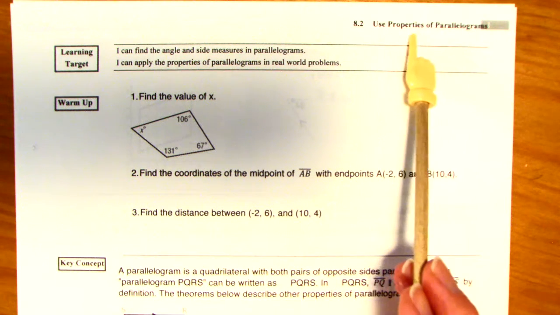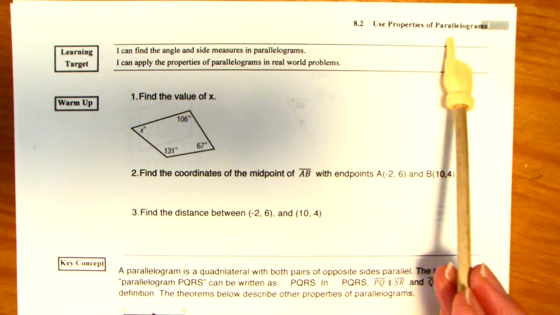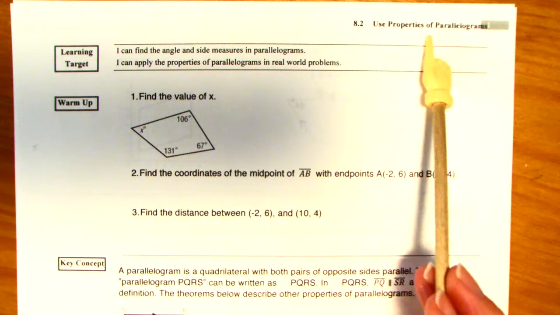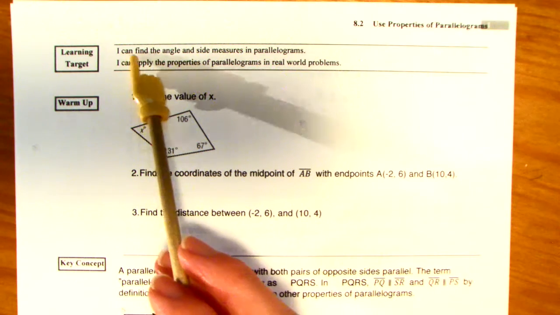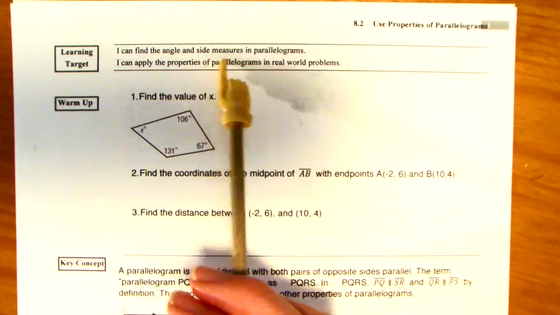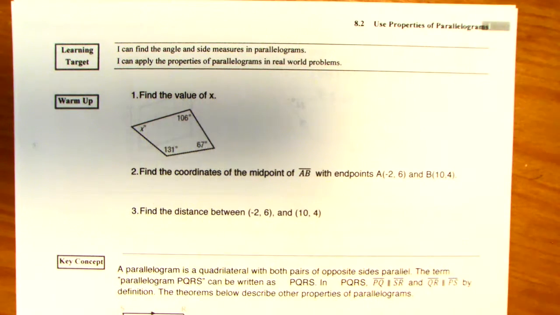8.2, use properties of parallelograms. We're talking about four-sided figures here, and they have special properties. Also 8.3, we'll talk about parallelograms as well. Our learning targets: I can find an angle and the side measures in parallelograms, and I can apply properties of parallelograms in the real world. Okay, so here we go.